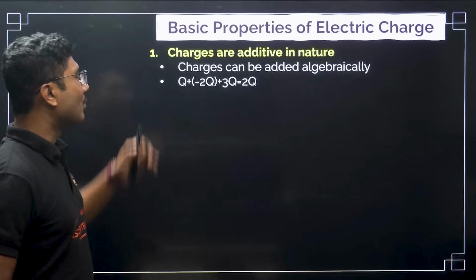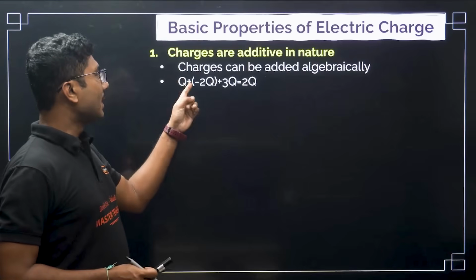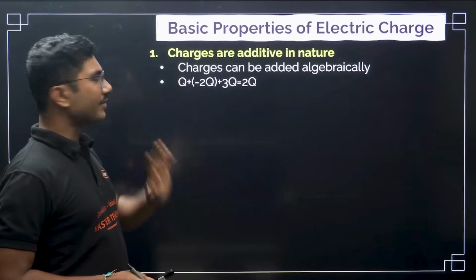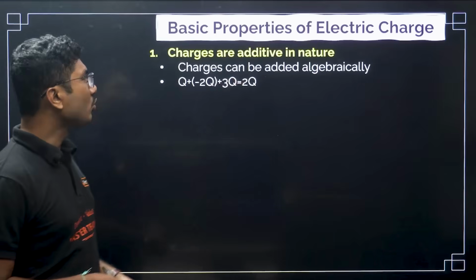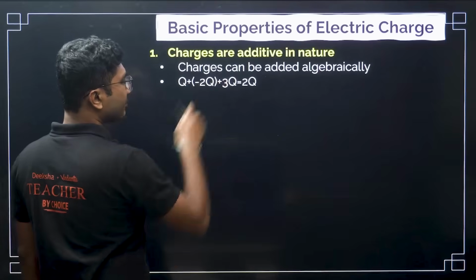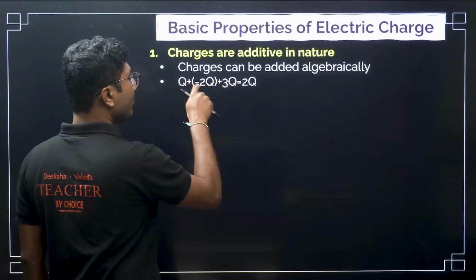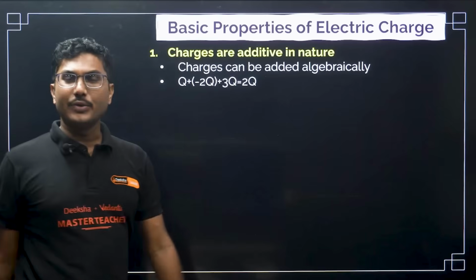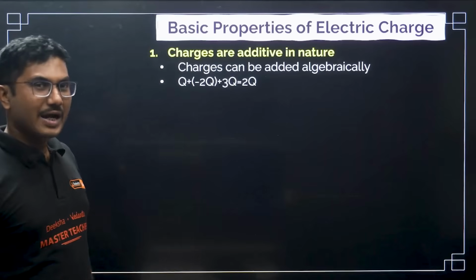So here we have one example. q minus 2q plus 3q is equal to 2q. So you add the positive numbers. q plus 3q is 4q, 4q minus 2q is 2q. That's how you can simply add or subtract charges.